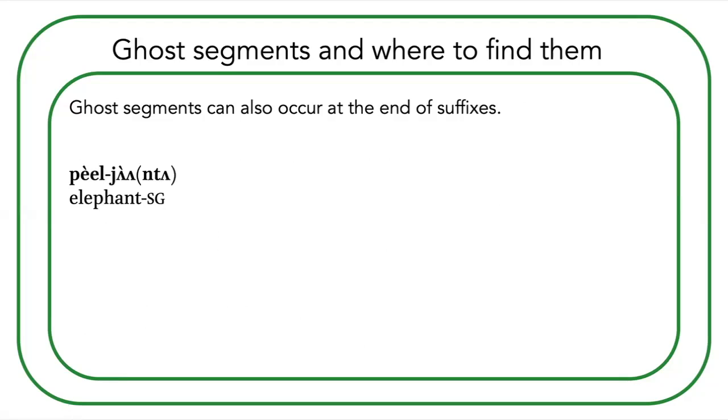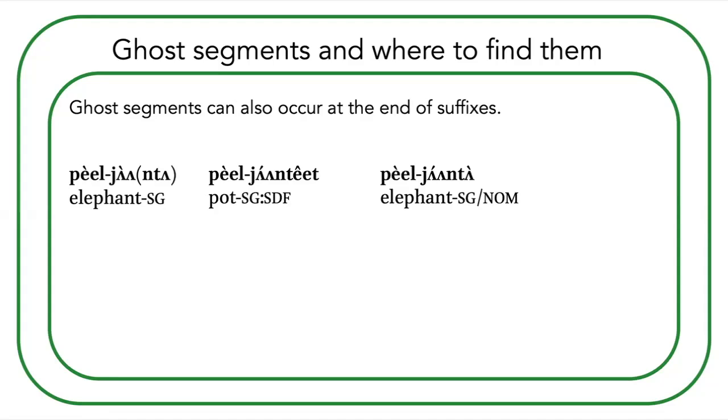So far, we've seen ghost segments at the end of roots, but ghost segments can also appear at the end of suffixes. So for example, the word for elephant has a singular suffix ya, which always appears to have a CCV ghost segment. And you can see it in the singular definite, you can see it in the nominative, and you can see it in other inflections as well. And it's consistent. Every time there is a singular suffix ya, it will have this CCV syllable at the end.